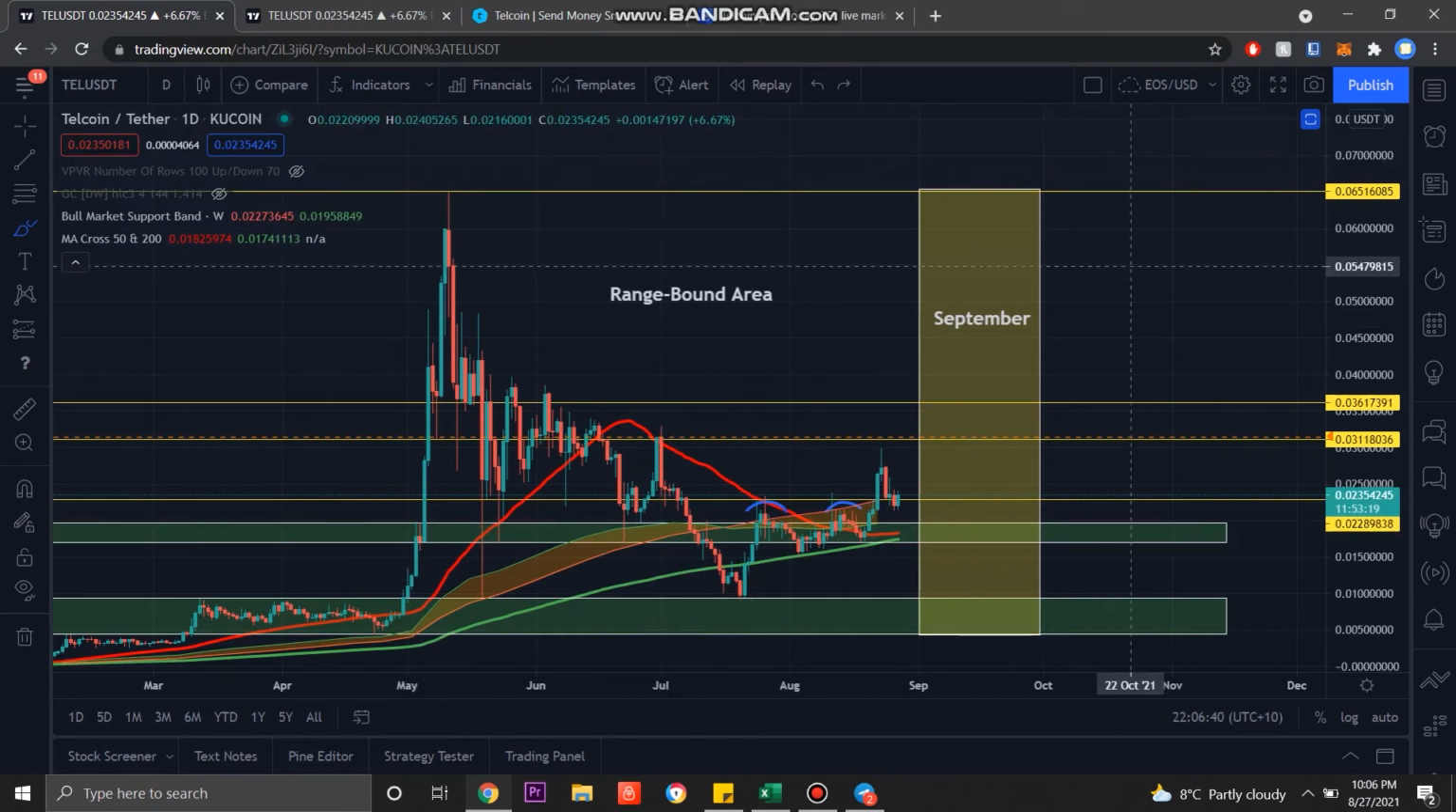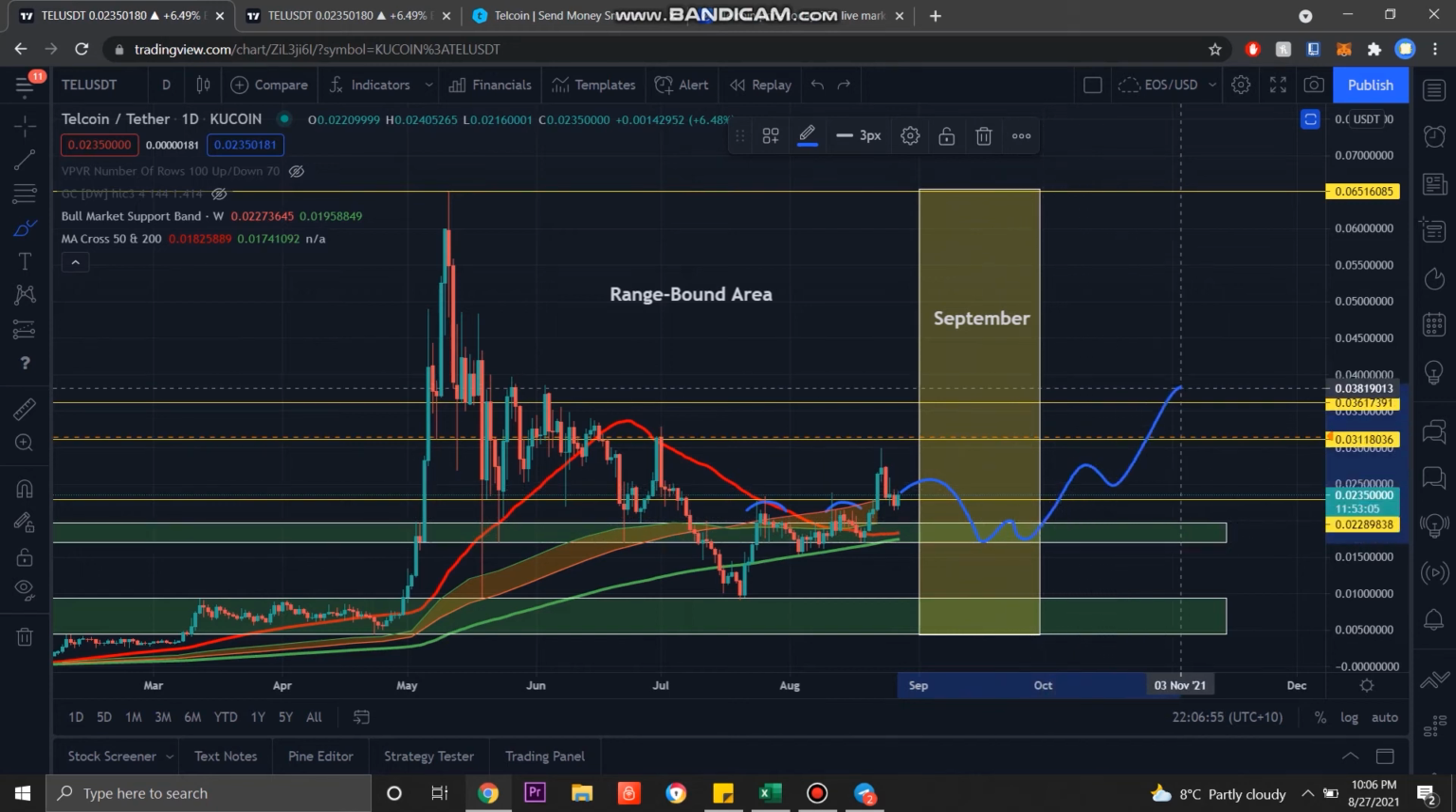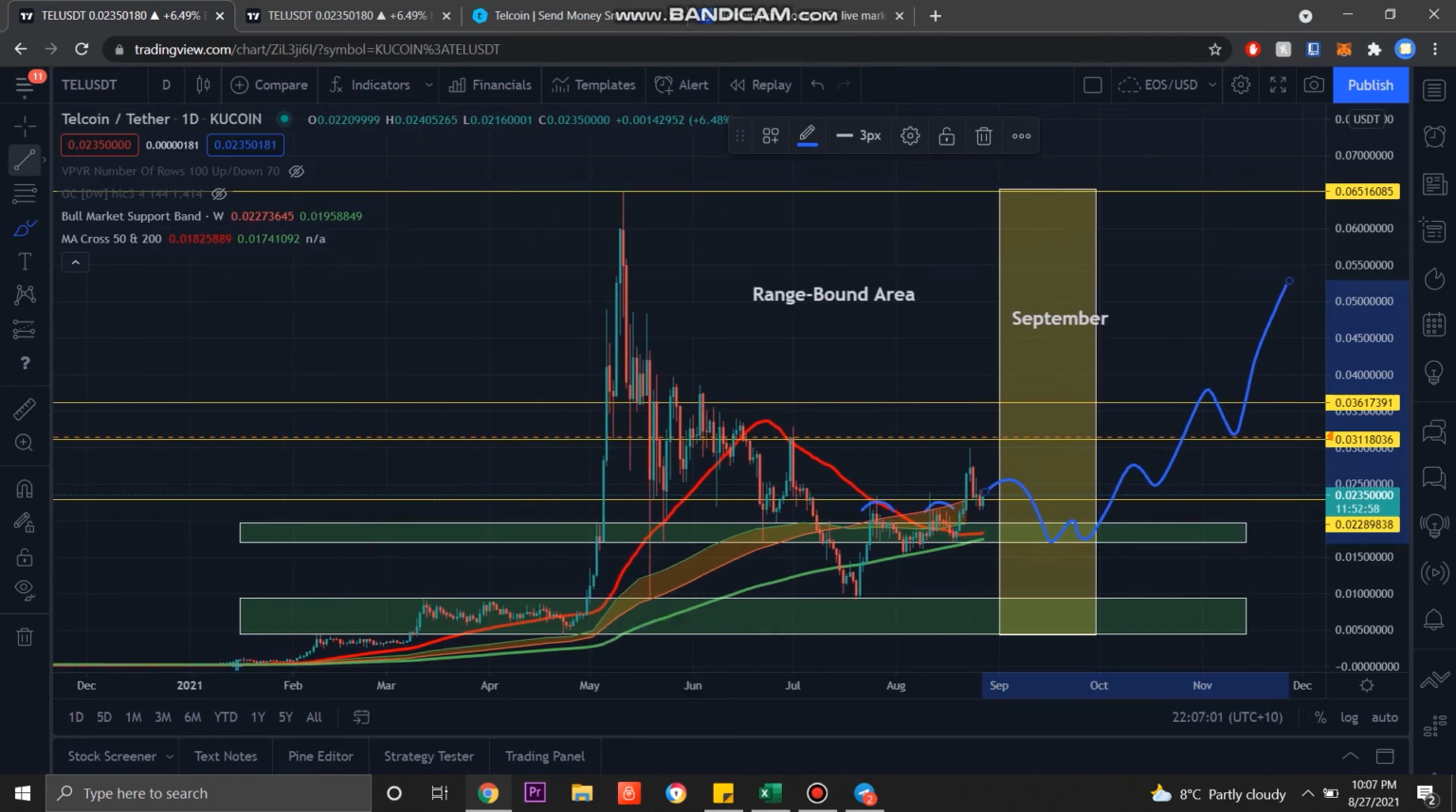We'll definitely be looking to take back the all-time high, not in September, but possibly in October or November this year as the market starts to recover. We could be seeing, just off rough drawing, a drop down here in September, some bouncing around, and then continuation upwards towards the end of the year.